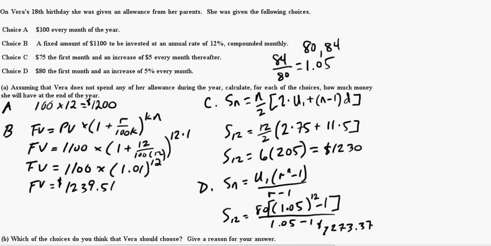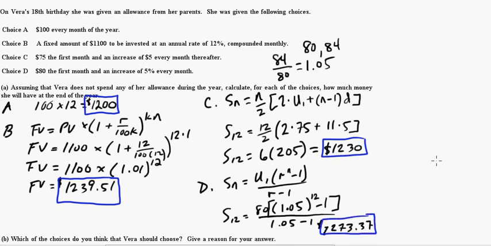Now, if we're going to look at all these totals, let's look at what we got here. We got the first total. Where's my pen? Oh, there it is. Okay, we have 1200, and then the second we have 1239.51. The third we have 1230, and then we have 1273.37. So obviously it says part B, which of the choices do you think Veer should choose?